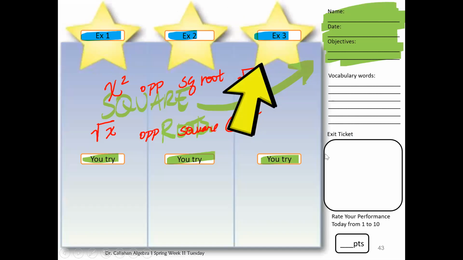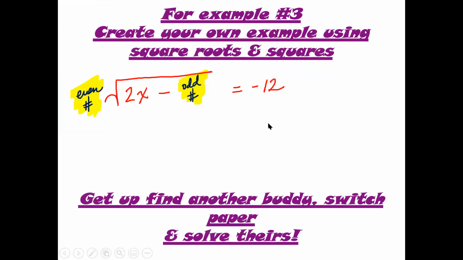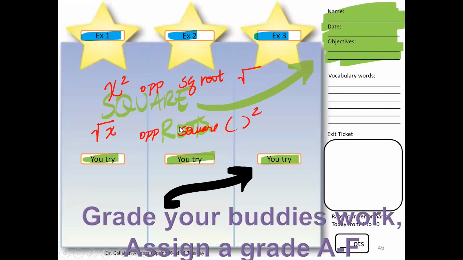All right, example 3. So for example 3, you're going to create your own example using square roots and squares. So this is how you're going to set it up. Write down square root, 2x minus, you can come up with an odd number, any number you want, and then you put an even number in front of it. So once you create it, go ahead and solve it.